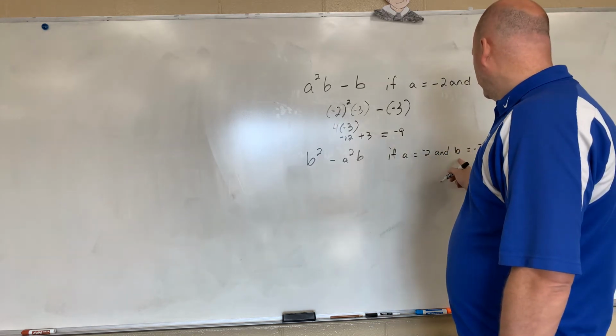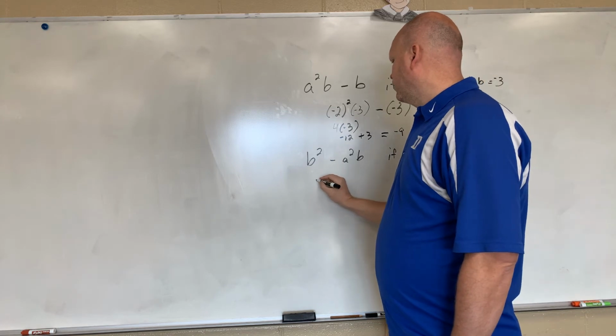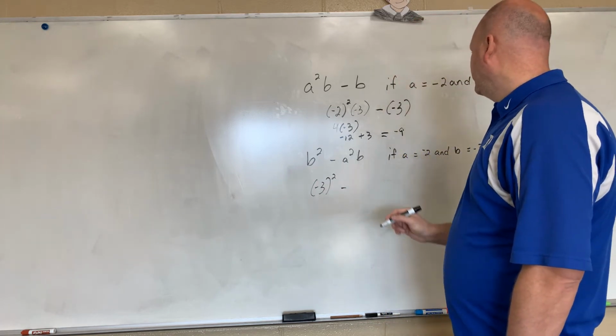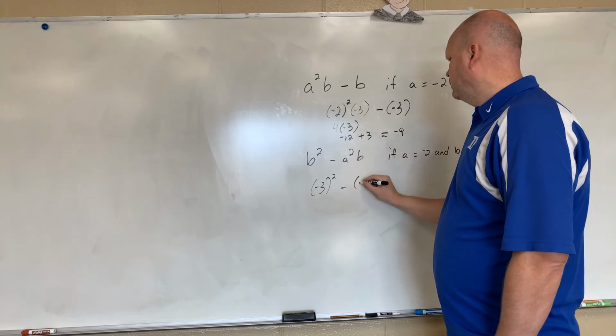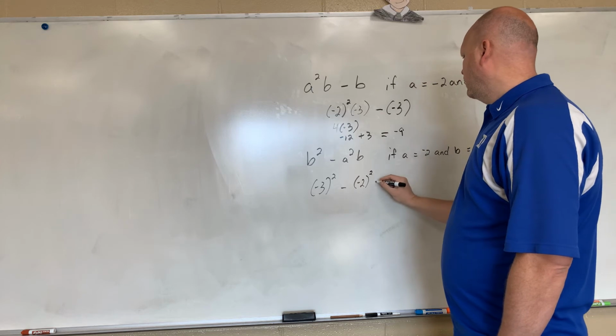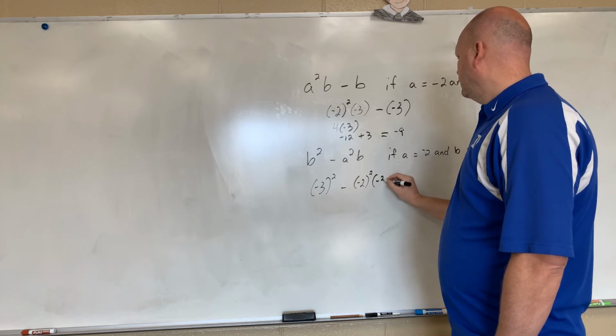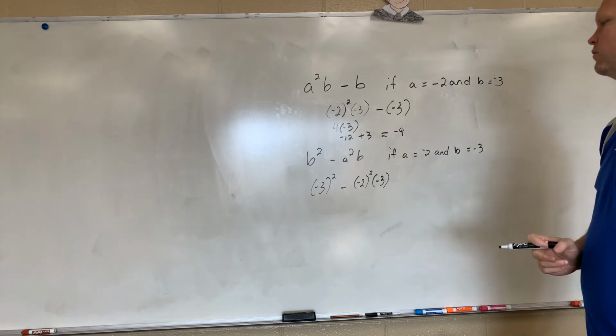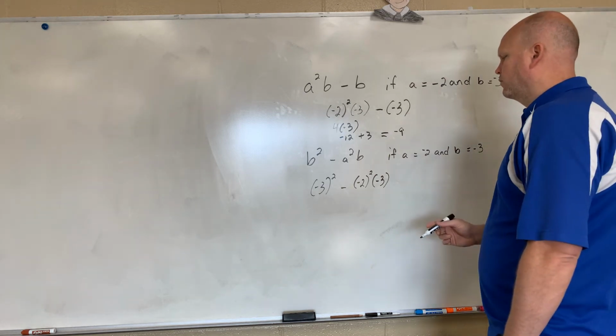Here, B squared, so the value of B is -3. So I put -3 in parentheses. Minus the value of A is -2, so that's squared, and then times -3. So this is looking similar to the previous question, except they just reversed it.